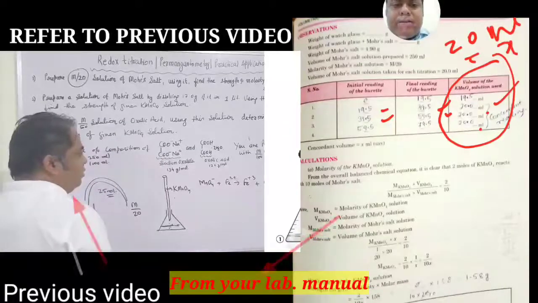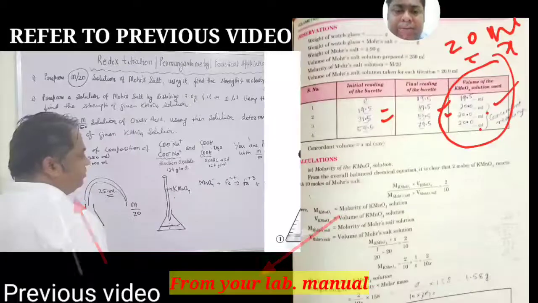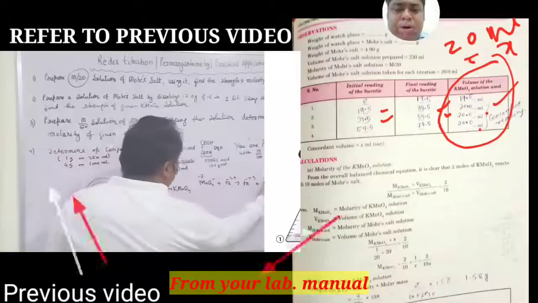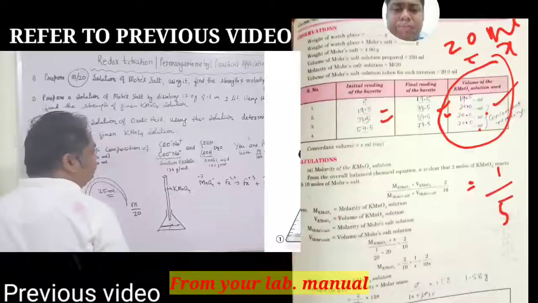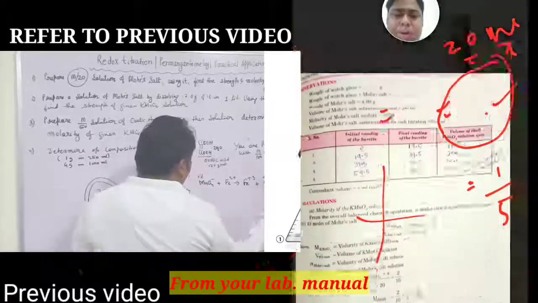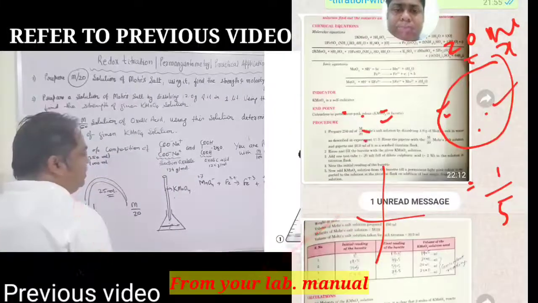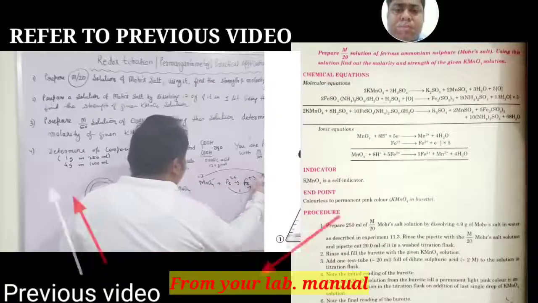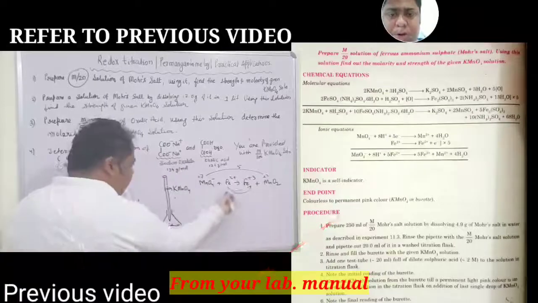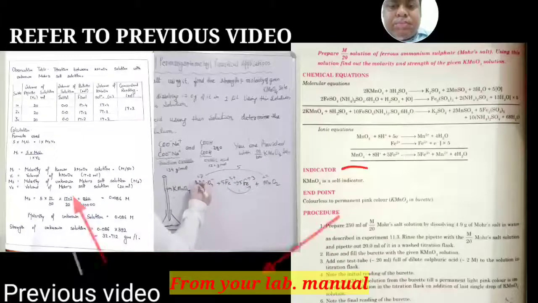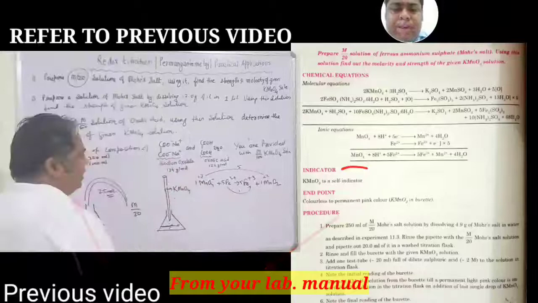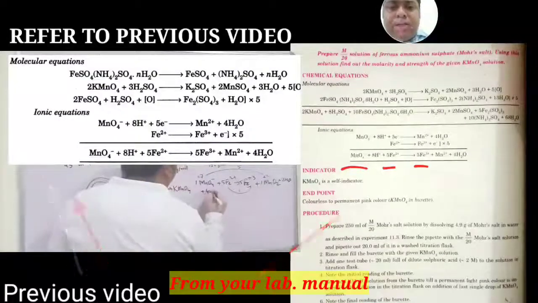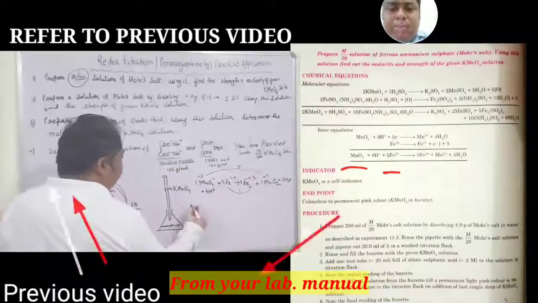be equal to X. So we can write that number of moles of KMnO4 divided by number of moles of Mohr's salt is equal to 1 by 5. How can we say so? From this equation. See, from this equation, 1 mole of KMnO4 is combining with 5 moles of Fe2+, isn't it? 5 moles of Fe2+.